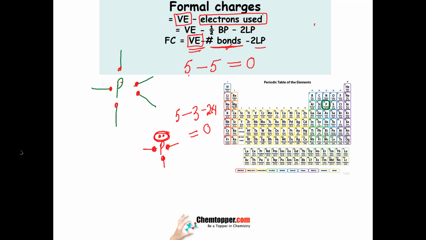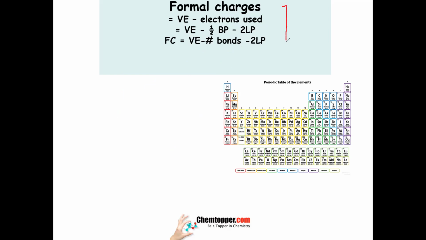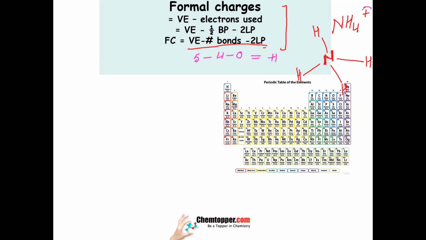Like for example, all of you are going to answer this question. NH4 plus. Nitrogen is making 4 bonds with hydrogen. Can you check the formal charge on nitrogen? What's the formal charge on nitrogen? Use this equation. 5 minus 4 minus 0 is plus 1. So this plus charge is where? On the nitrogen.